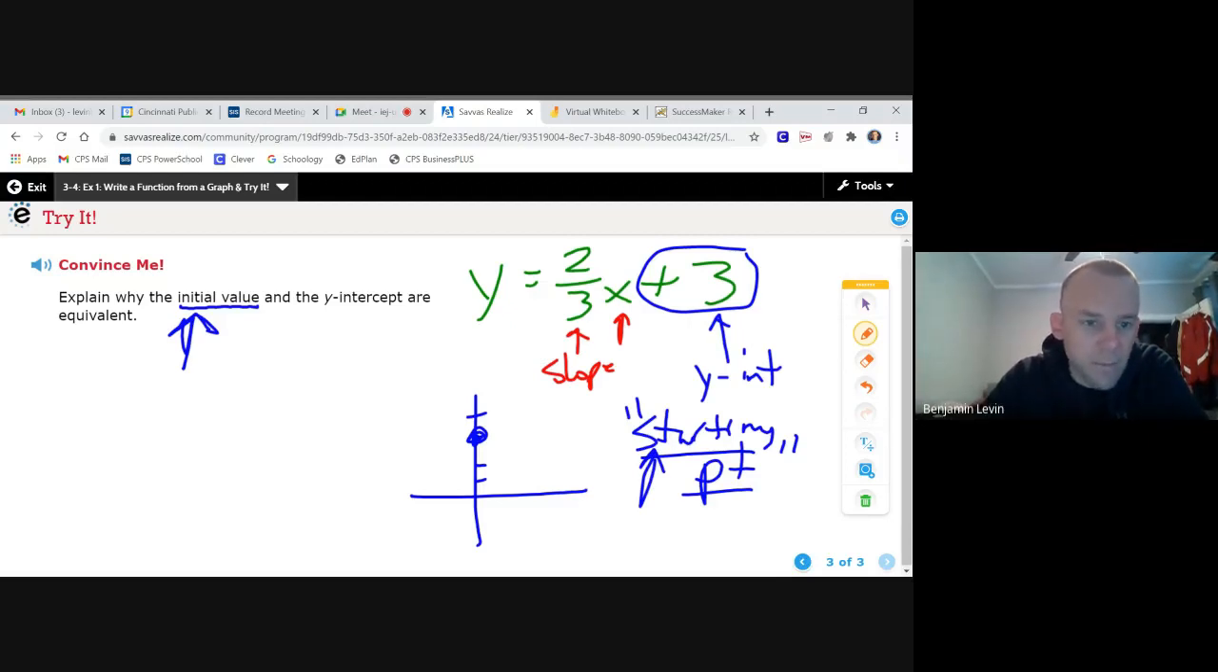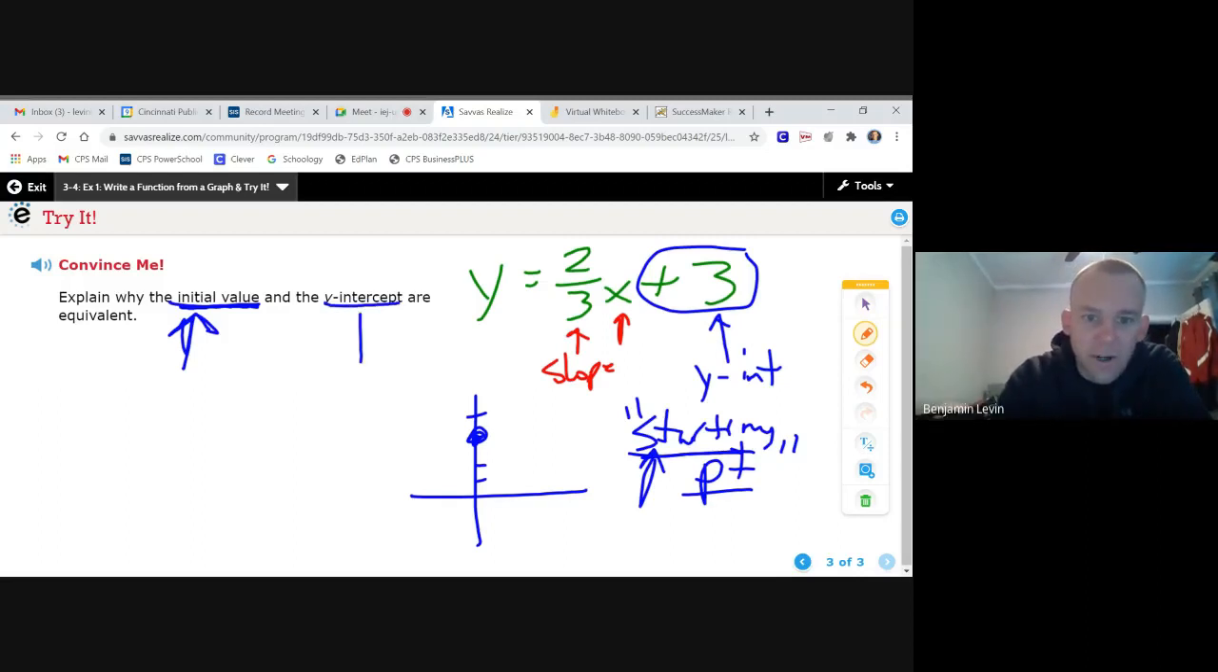Not the initials of your name, the initial, like the first. The word initial means the first, right? That's why we call them initials, because it's the first letter of each part of your name. Like my initials are BL, Ben Levine. The initial letter in my name is B and L. The starting point and the initial value are the same, the y-intercept, right?